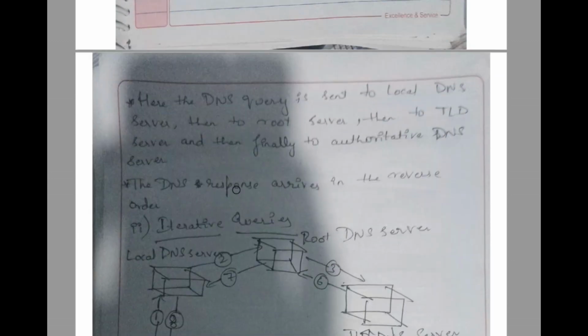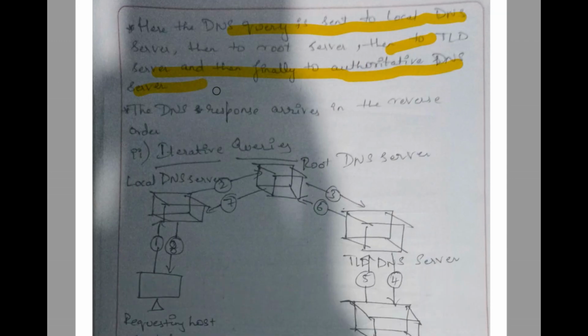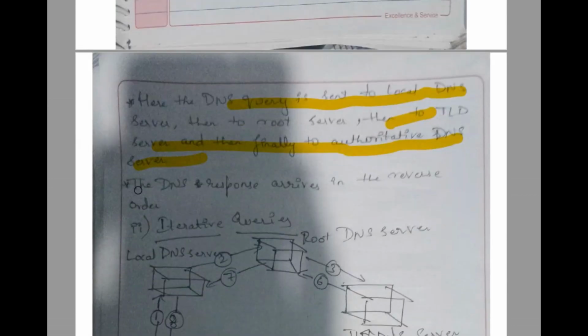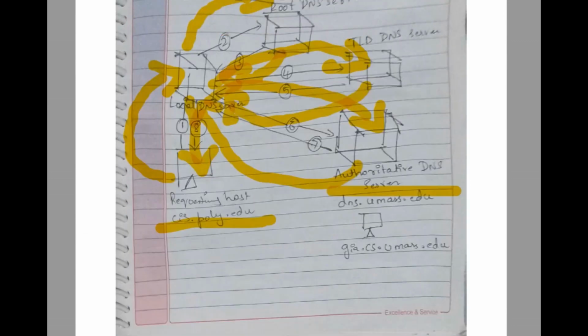You have to write what is there in the diagram to get full marks. So this is nothing, you have to just remember it. Here the DNS query is sent to the local DNS server, then to the root server, then to the TLD server, and finally to the authoritative server. You have to just remember it, as I have said. If you understand this, you can write it easily. The DNS response arrives in a reverse manner. If he sends the request in one direction, the response is also sent in the opposite direction.